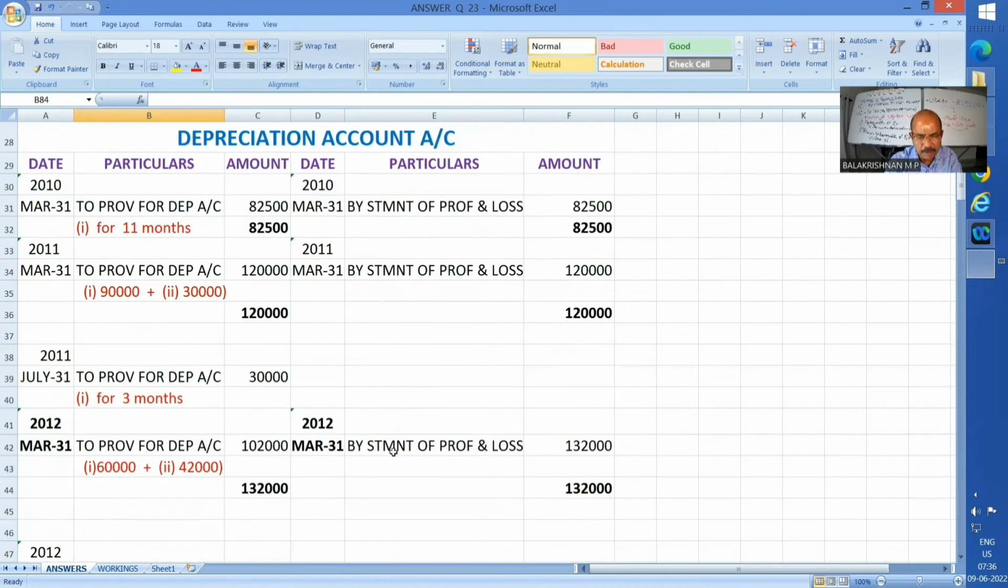Depreciation account year end has to be transferred to the statement of profit and loss account. So that has been done. 1,32,000. Total heavier side, put the same total. The difference has been transferred to the statement of profit and loss account.